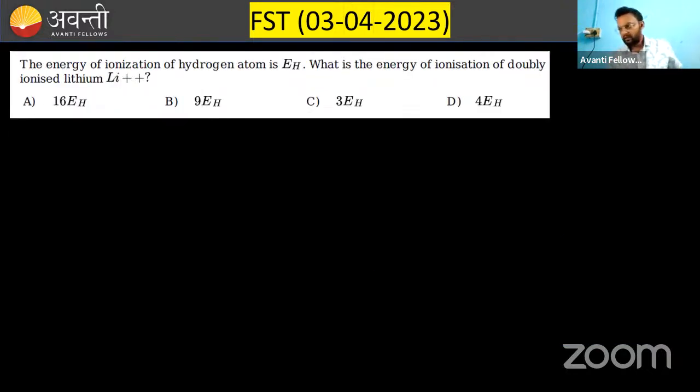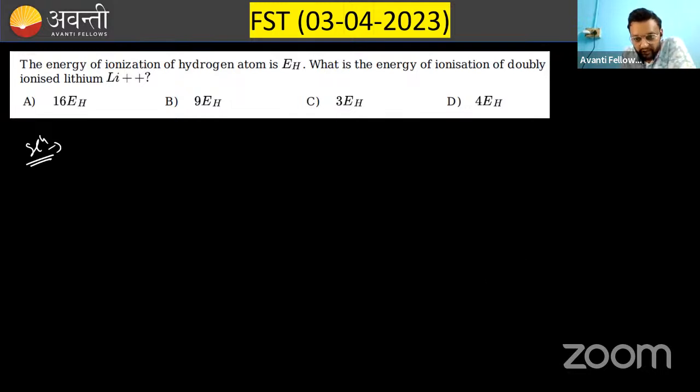This is again not a difficult question, a very simple question on your screen. The energy of ionization for hydrogen atom. This question is from the atoms and nuclei chapter, or you can say the atoms chapter of class 12. You have studied the same thing in chemistry as well.